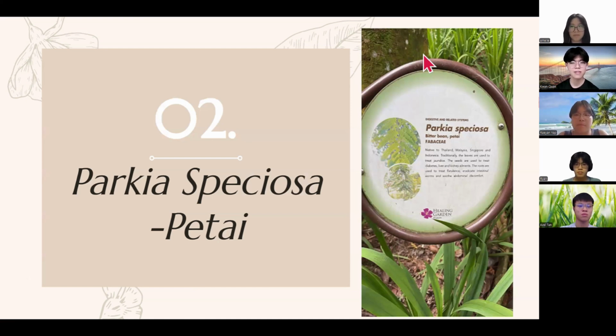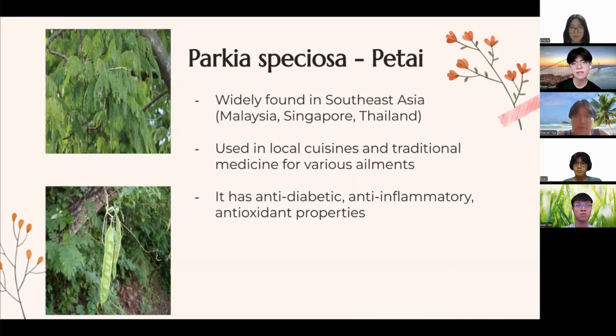Okay, so I'll be talking about Parkia speciosa, also known as petai. It is widely found in Southeast Asia, such as Malaysia and Singapore, and it is used in local cuisines and traditional medicine for various ailments, and it has anti-diabetic, anti-inflammatory, and antioxidant properties.